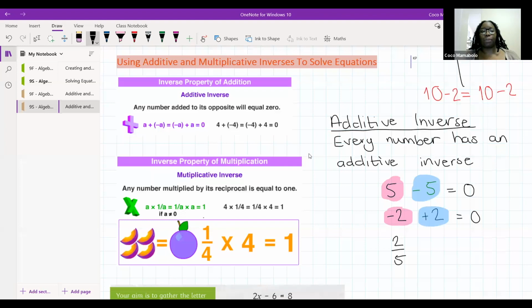2 divided by 5. It's already 2 divided by 5. What do I need to add to 2 over 5 in order for it to give me 0? Negative 2. Oh, 2 times 5. No, not times. We are adding and subtracting. So you would minus. Minus 5.